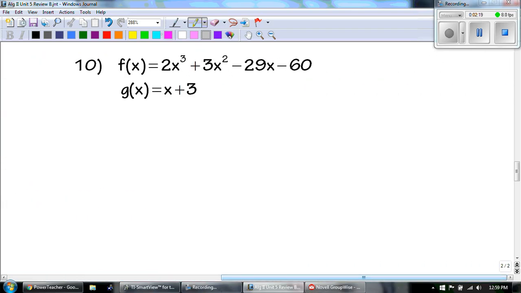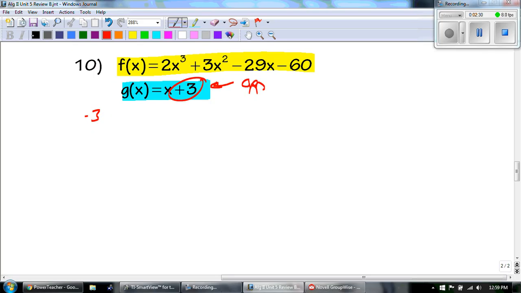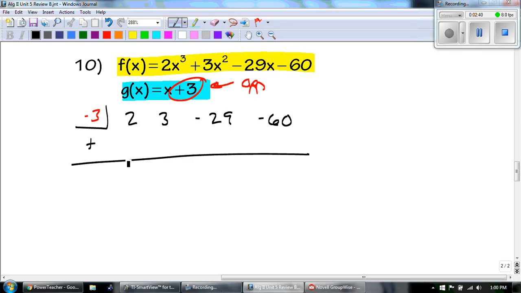All right, number 10, doing the same thing. There's f of x, there's g of x. This is when we take the opposite. So we have a negative 3, and then we have a 2, a 3, a negative 29, and a negative 60. We drop the 2.